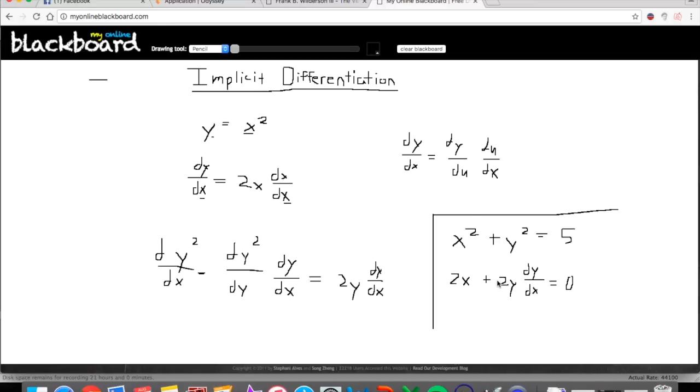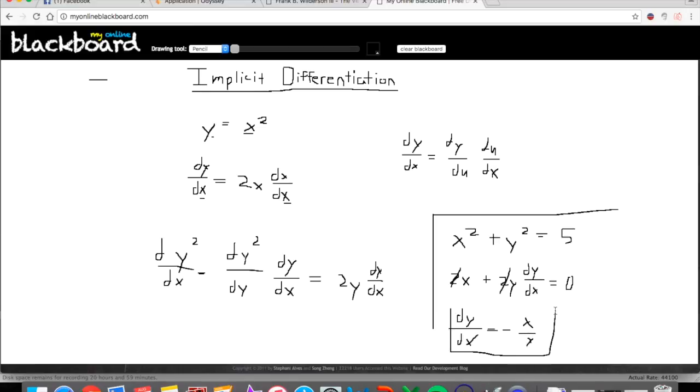Now, after this, you're going to have to isolate the dy over dx. You didn't have to do anything in the earlier example because it was already isolated, but here you want to isolate it. So the 2's will cancel out; you can just divide by 2 on both sides. What you'll end up getting is dy over dx is equal to negative x over y once you rearrange your equation. And that is your derivative using implicit differentiation.